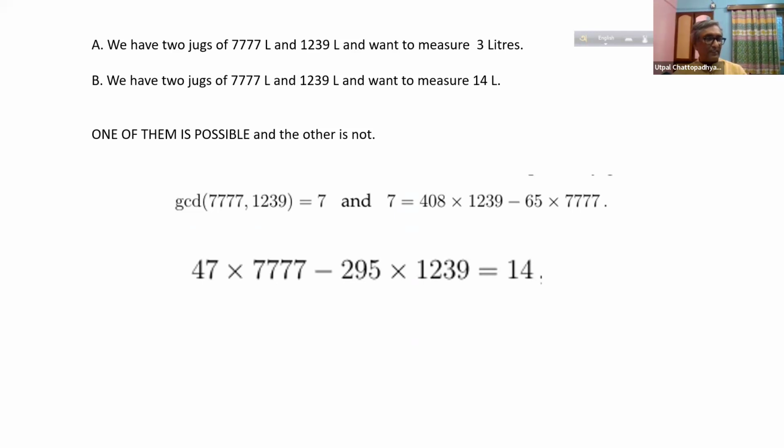If this makes your head spin, I hope it does make your head spin in a nice way, because if you sit down and study, go through it yourself, it gives you a tremendous power that you have solved a huge amount of problems in one go. By the same token, the first problem is not solvable. Using the 7777 liter jar and 1239 liter jar, you cannot measure 3 liters because 3 is less than 7. 7 is the GCD. So 3 is not divisible by 7. And therefore, you cannot measure out 3 liters.